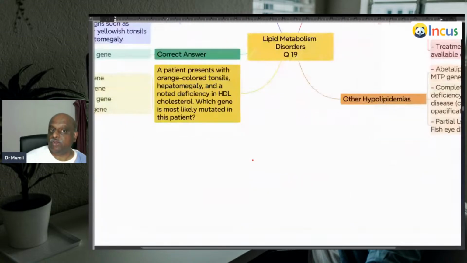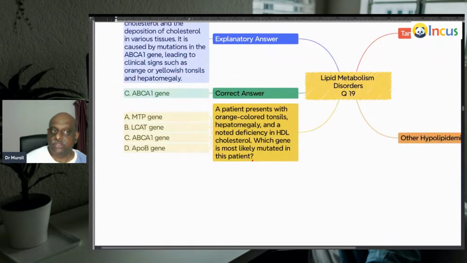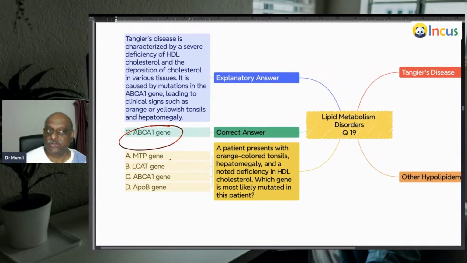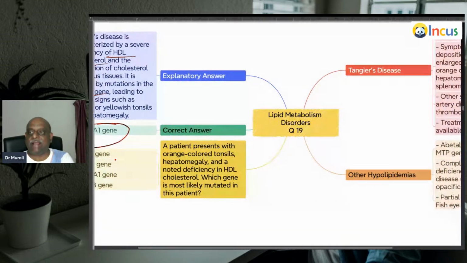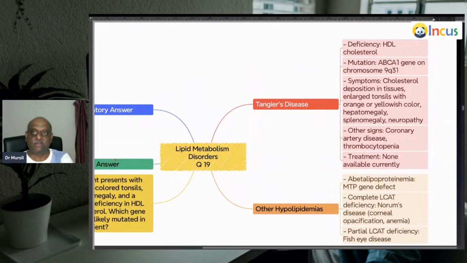A patient presents with orange-colored tonsils, hepatomegaly, and a noted deficiency in HDL cholesterol. Which gene is abnormal? ABCA1. So you should know Tangier's disease: severe deficiency of HDL cholesterol and deposition of the cholesterol. Normally, what is the role of HDL? It is a scavenger of cholesterol. It takes away the cholesterol from the tissues. If there is HDL deficiency because of mutation of the ABCA1 gene, then the cholesterol gets deposited everywhere, even on the tonsils, which is called Tangier's disease.